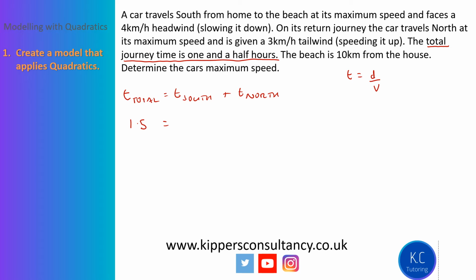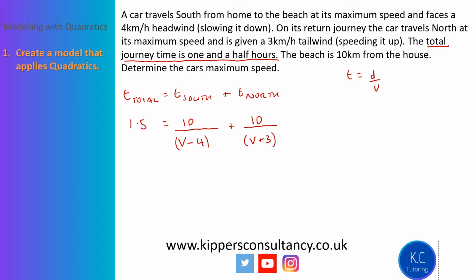So the distance travelled is 10 kilometers, and the speed of the car as it travels south will be its maximum speed minus its headwind of 4. Then we will add the time for the north, which is its distance of 10 kilometers over the velocity of the car plus the tailwind of 3 that speeds the car up. So we end up with this equation which we need to solve.